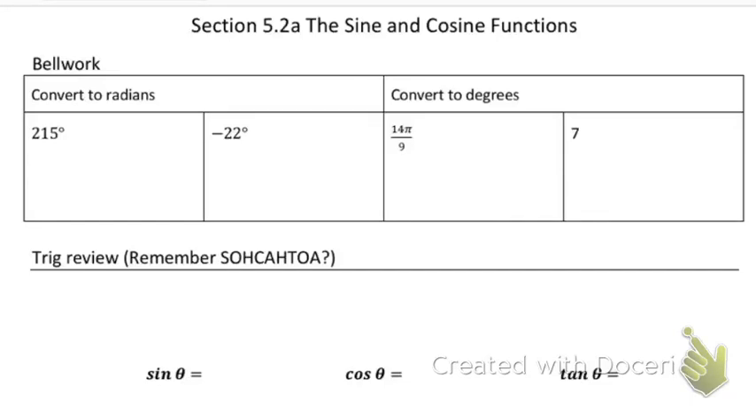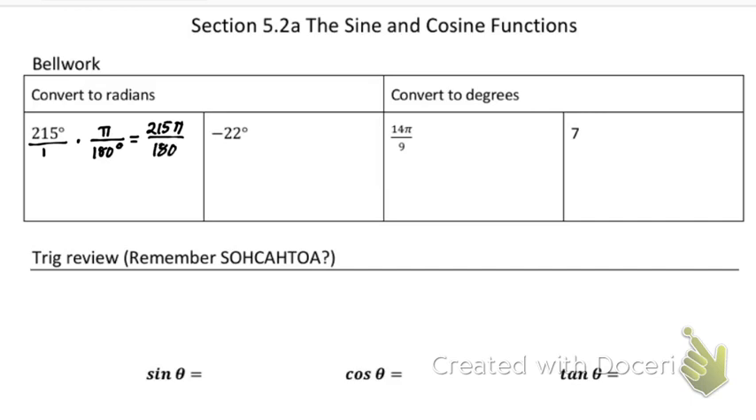I'm converting 215 degrees to radians. I'm just going to put that over 1 and multiply it by... I need degrees on the bottom. I need them to cancel out, so I need degrees on bottom, which means I'm putting 180 there, and I'm putting pi on top. That's going to give me 215 pi over 180.